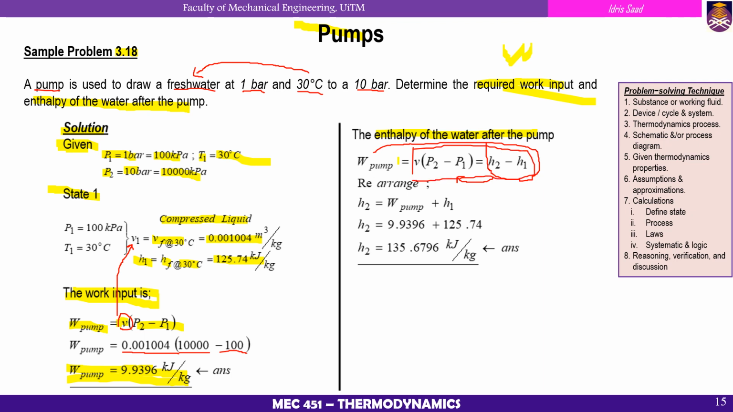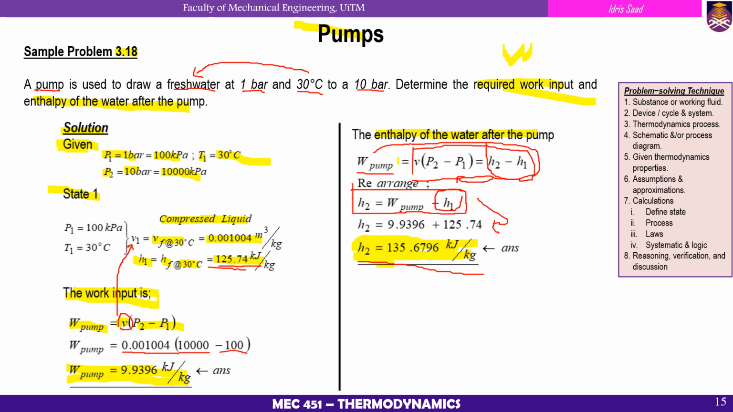So we can rearrange this equation: work pump is equal to H2 minus H1, so H2 is equal to work pump plus H1. We already got the value of H1, as 125.74. Substituting into the equation, we already have the work pump, so then we can get H2 as 135.6796 kilojoule per kilogram.